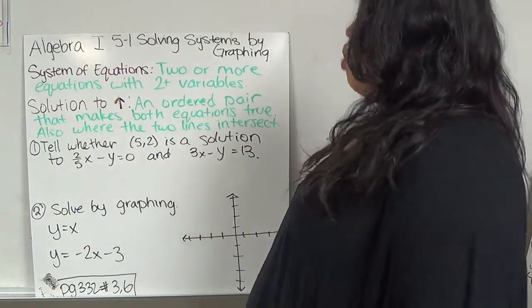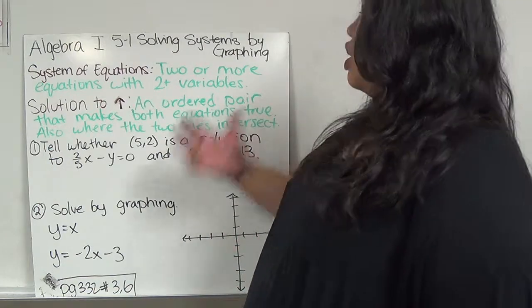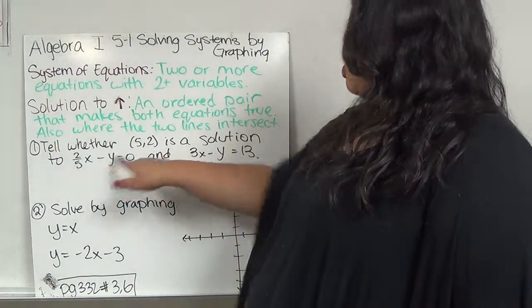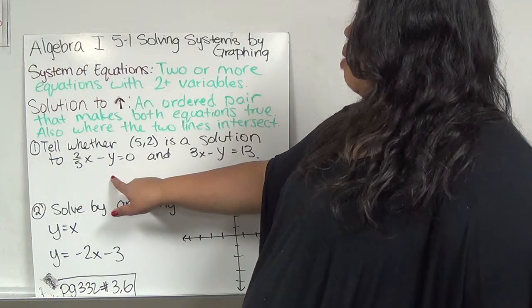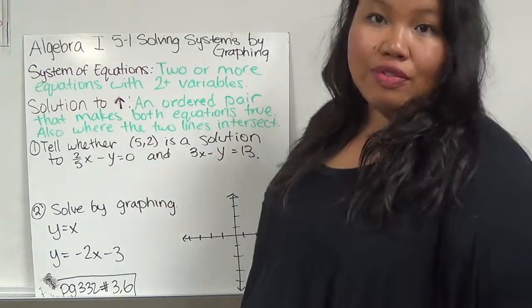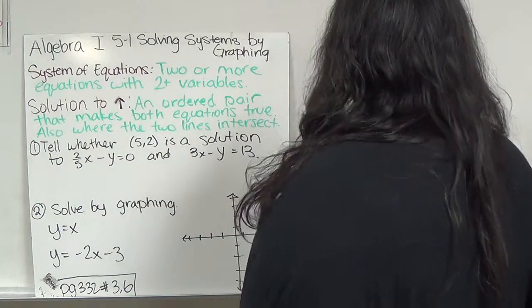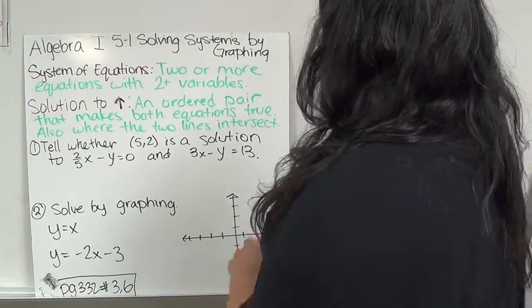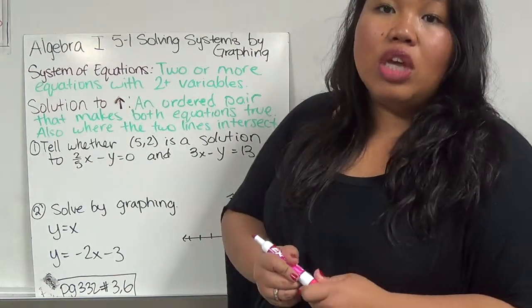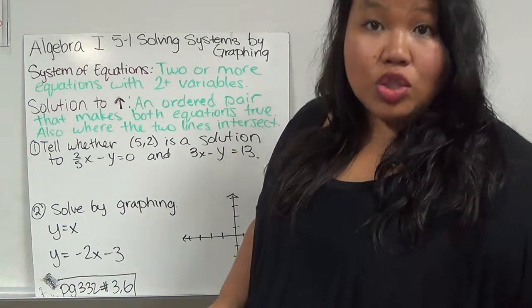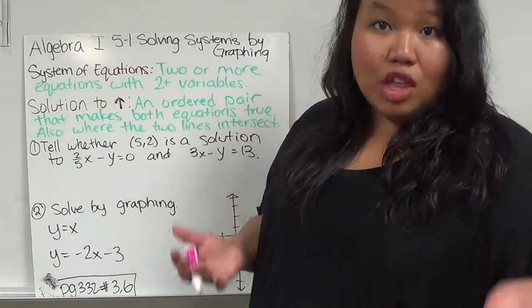So for example, number 1, tell whether (5,2) is a solution. Basically, do these two lines intersect at (5,2)? And in order for us to say yes, if I plug them into both equations, they have to make both equations true. And what I mean by true is they have to have the same value on both sides.